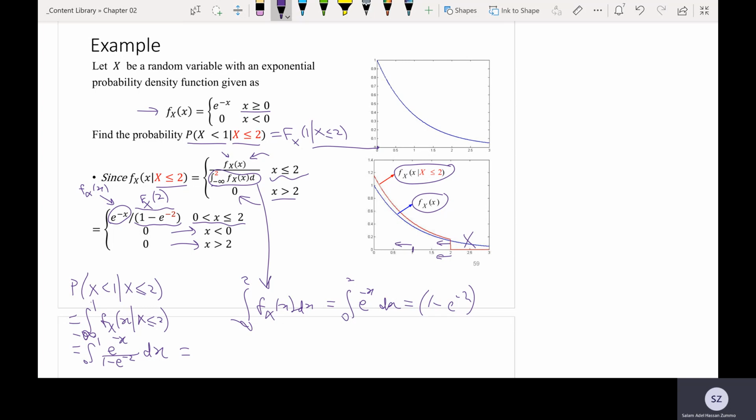What is the probability here? Integrating e to minus x, what do you get? Minus e to minus x, right? From 0 to 1, so it will be like 1 minus e to minus 1, so it will be 1 minus e to minus 1 divided by 1 minus e to minus 2. Right. This is the final answer. Try to find it in one go.